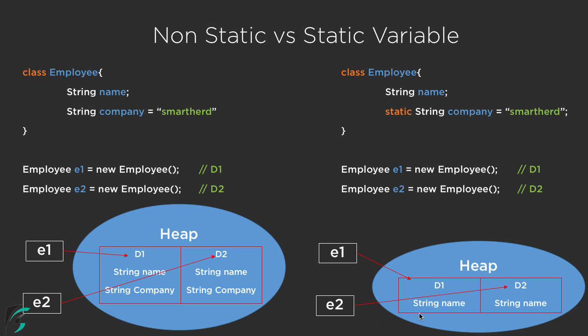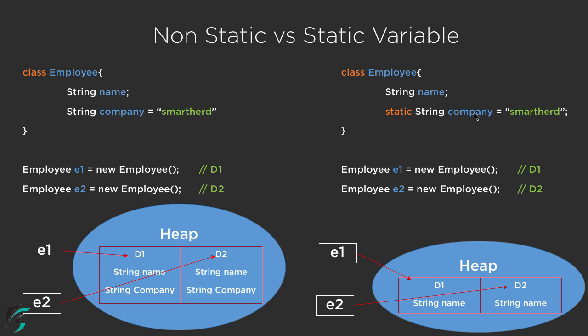Now, if you notice inside the heap memory of the D1 and D2 objects, I just have string name and string name. We don't have string company here. Using the static keyword with the variable has simply prevented the Java virtual machine from allocating memory for string company, because the Java virtual machine knows that this variable is static, so you don't need to associate it with the objects. And now the question arises: where is this static string company actually created?